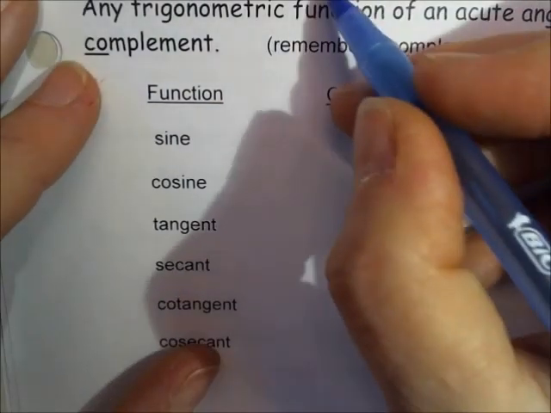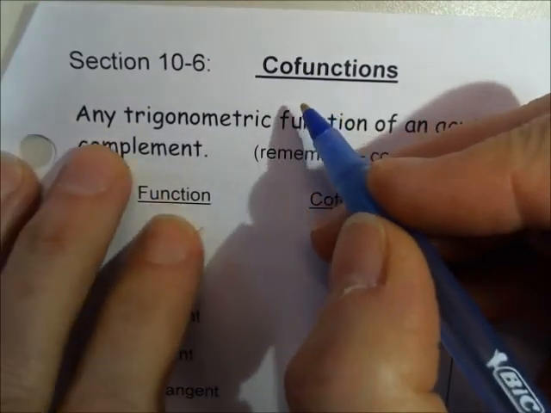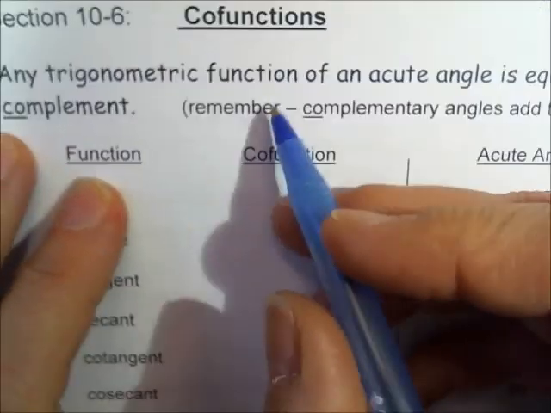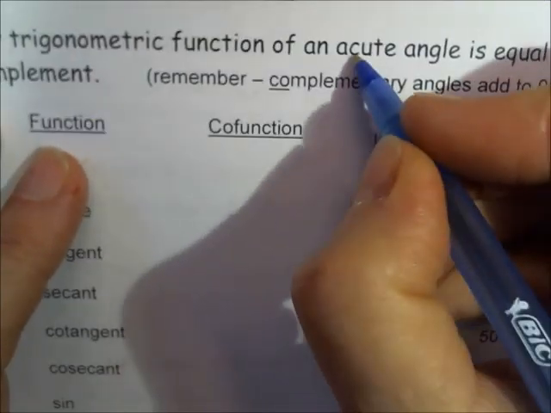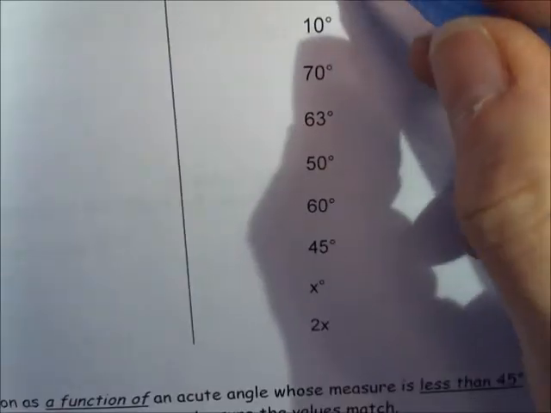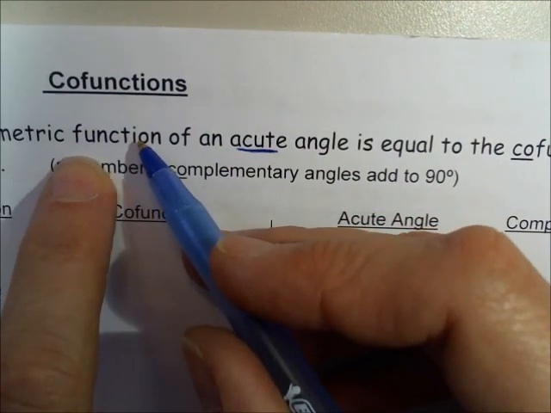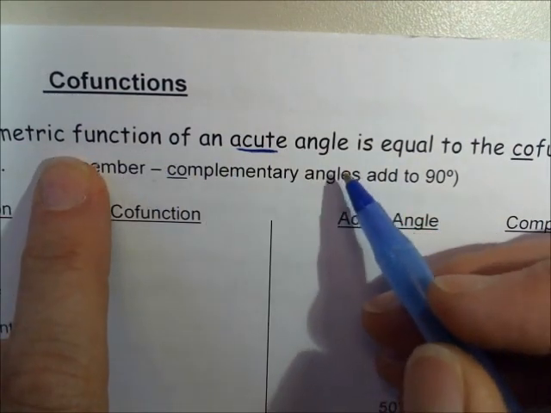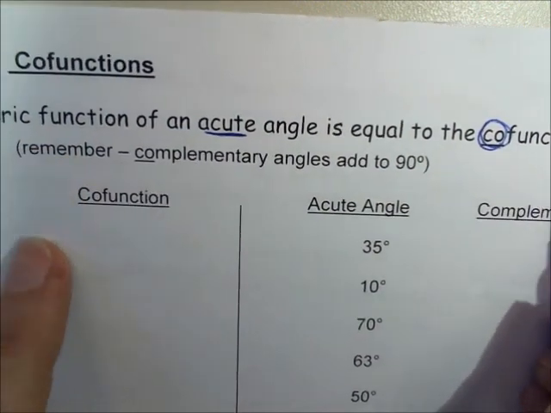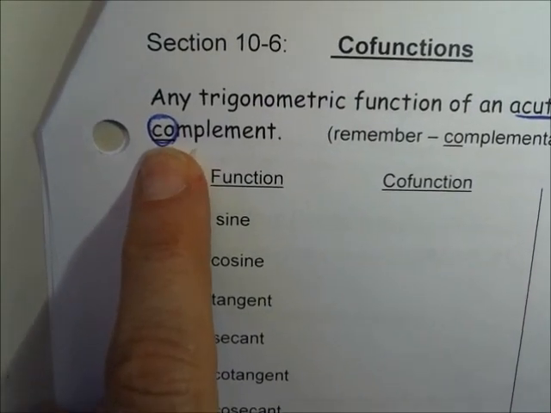Okay, here's another vocabulary word for you, cofunction. Cofunction is an important concept this year. Any trig function of an acute angle, you have to be given an acute angle in all of these. If you look down here, you're given acute angles. Any trig function, sine, cosine, tangent, any of the 6 of an acute angle is equal to the cofunction of its complement. Well, this CO matches this CO.